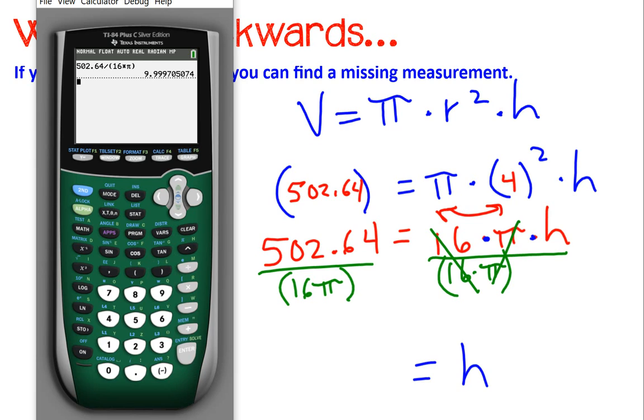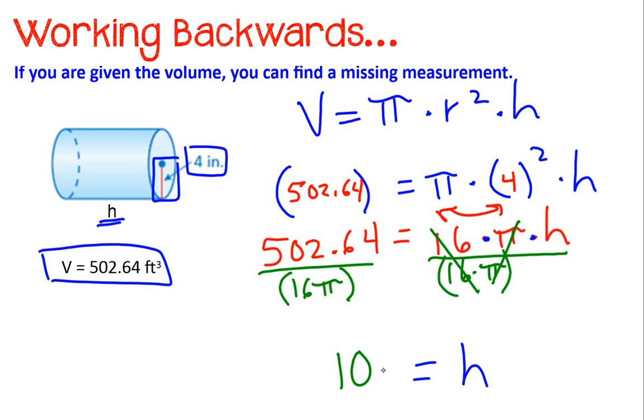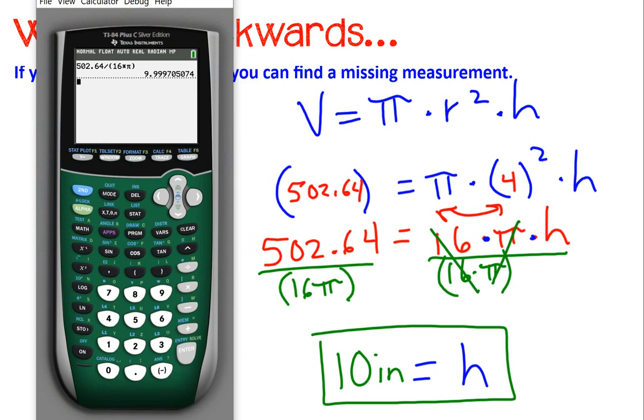So let's take a look at our answer here. It's a pretty long answer, but if I rounded, it would be a nice even 10. So the height is 10, and I have to use my units, and that's inches. Now this is not cubic, because cubic is only for volume. Height is linear, so it gets a power of 1. Now let's go back to this calculator for a second. I'm going to retype this here, copy and paste it, and I'm going to take these parentheses away, and I want you to see what happens.